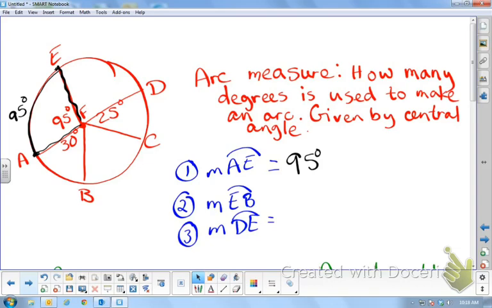What about EB? Okay. EB starts here, goes all the way to here. That's still a minor arc, it's still less than 180, even though we passed through A. But I need more than just the 95 to determine the measure of that arc. What else do I need besides the 95? 30. What do you think I should do with those two values? Add them. So we'd have 95 plus 30, 125 degrees.